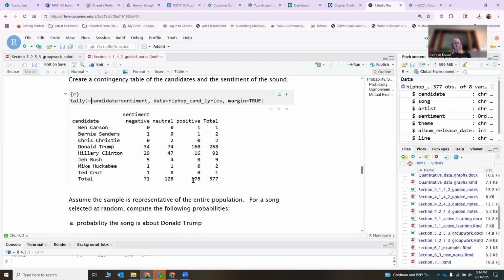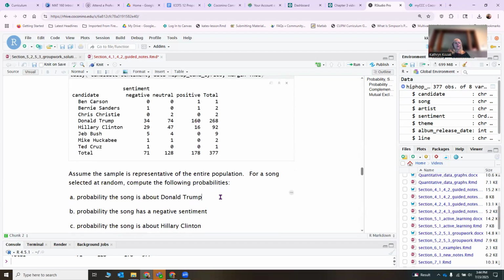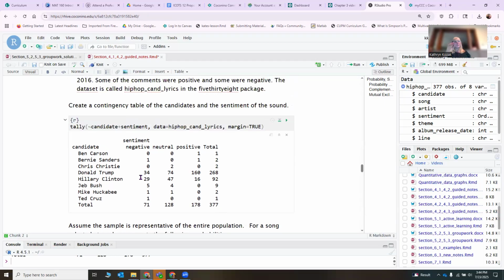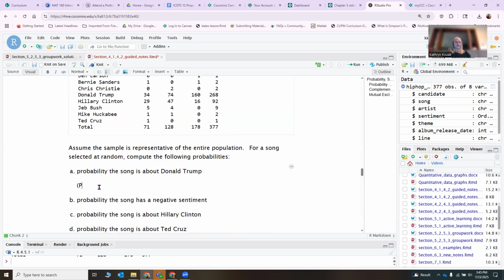So we're going to assume that this represents the entire population of all songs that are out there. We don't know for sure, but we think it is pretty close. So we're going to select a song at random, and we want to compute some probabilities of that song. So we want to find the probability that the song is about Donald Trump. That would be, Donald Trump is here, and there were 268 songs about Donald Trump out of the 378 songs.